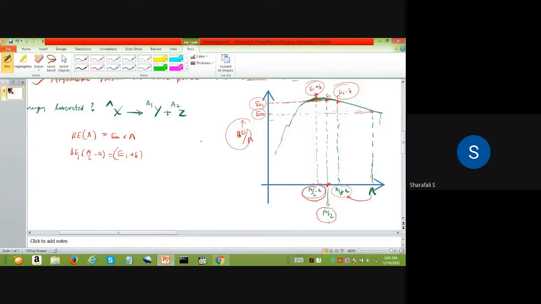That is what we are drawing here. E1 plus delta is the binding energy per nucleon, so this has to be multiplied by the mass number, and only then will you get the binding energy. You can see from here that the mass number is A by 2 minus A. Similarly, for the second daughter nucleus with mass number A by 2 plus A, the binding energy will be E1 minus delta into A by 2 plus A.